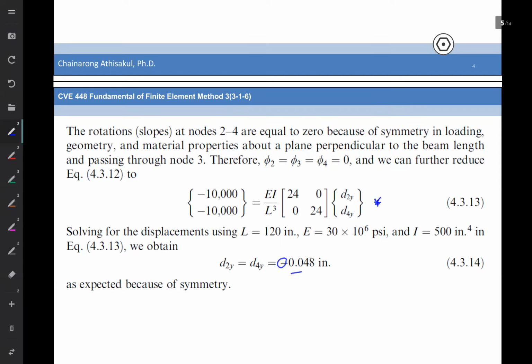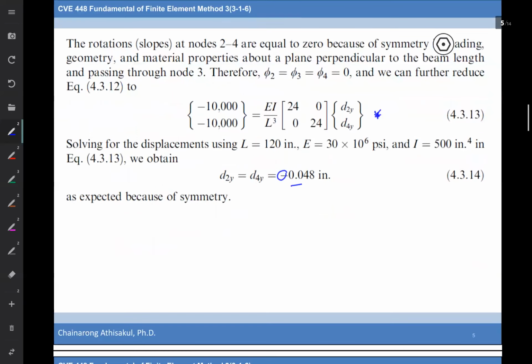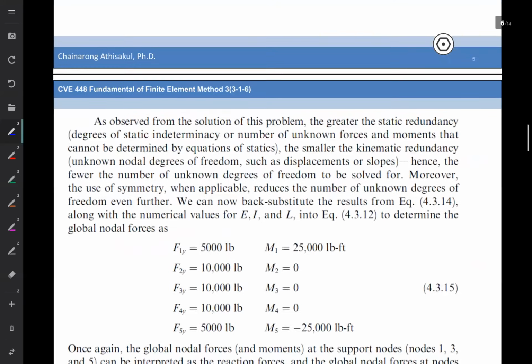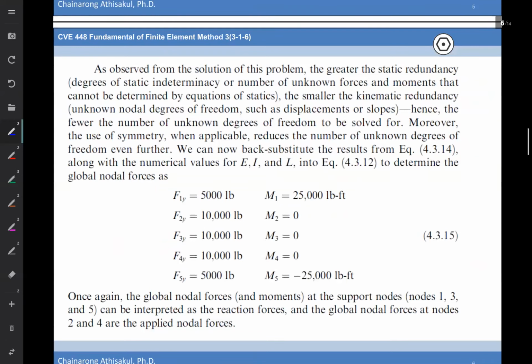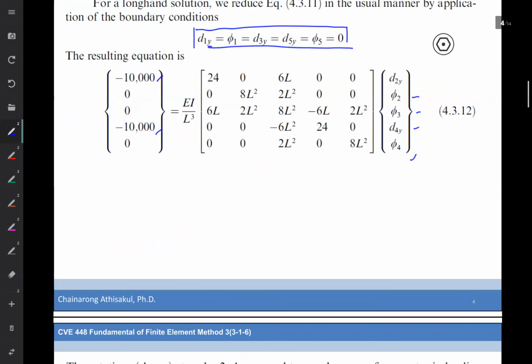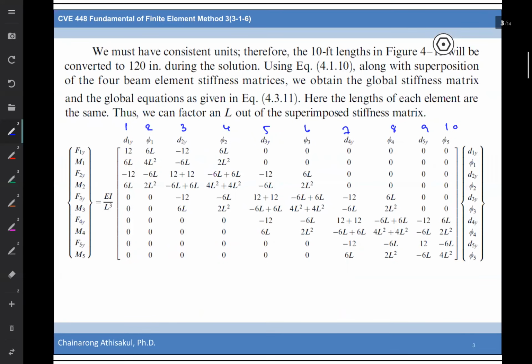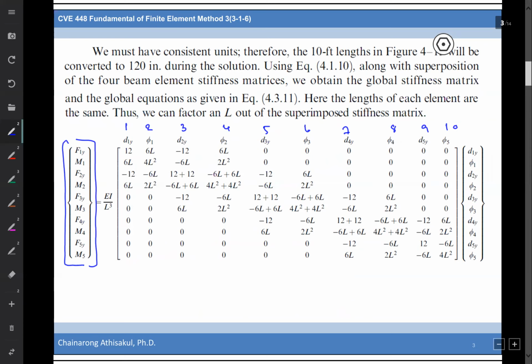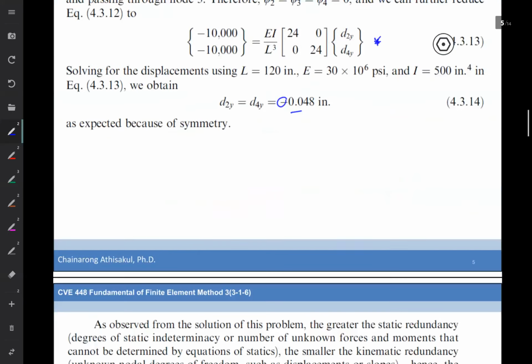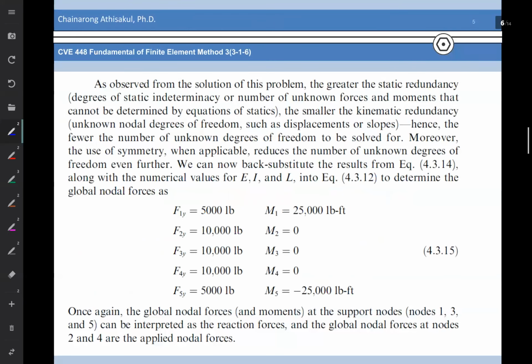Okay, and after we have this solution, we can use it for the post-processing: substitute all the displacement values into the big one. Okay, we can obtain the force at each node. Okay, you can do it by yourself. And after that, when we substitute it into that big system, that is the 10 by 10 equation, we will obtain the nodal force of the global system.